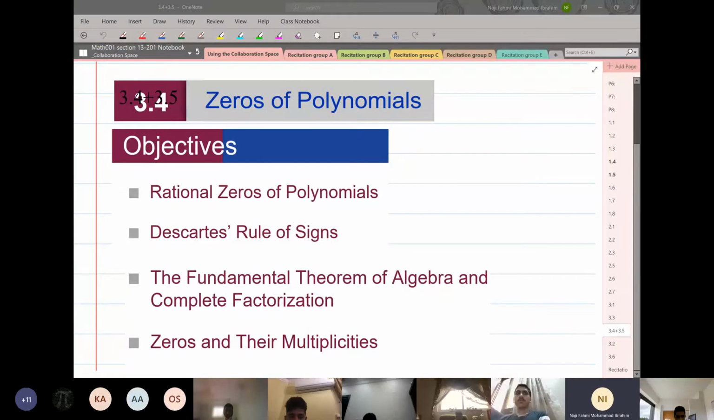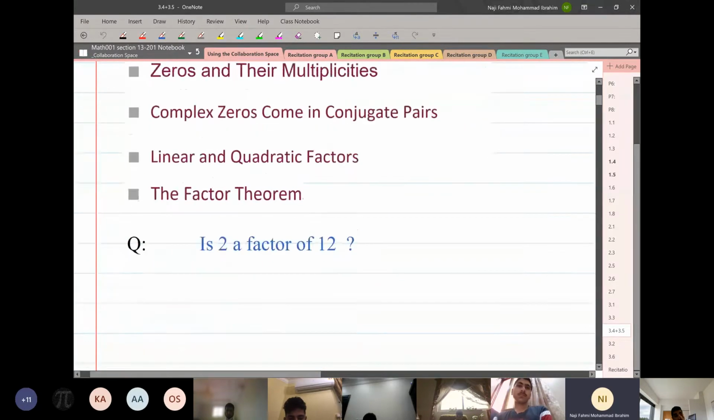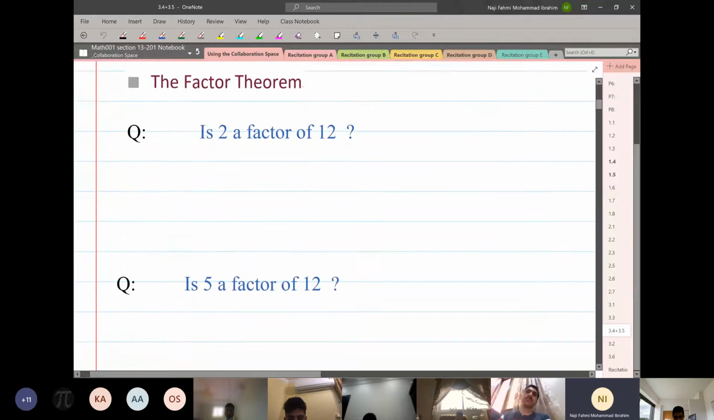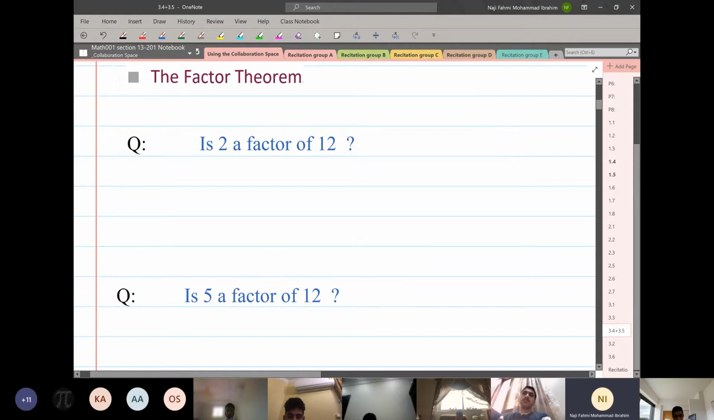In this section 3.4, we will talk about the zeros of polynomials, which means we will learn how to find the rational zeros of polynomials. And also we will learn how to factor polynomials. We have lots of things to talk about here. But before starting, let's make a small introduction about factoring real numbers, because from factoring real numbers, we will learn how to factor polynomials.